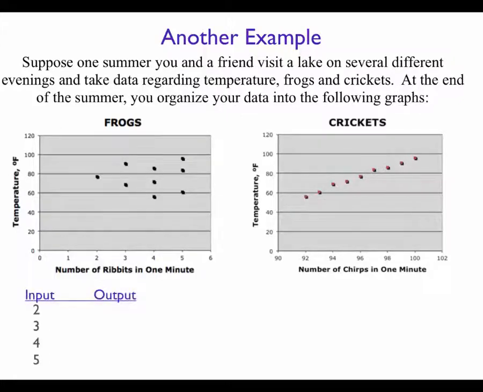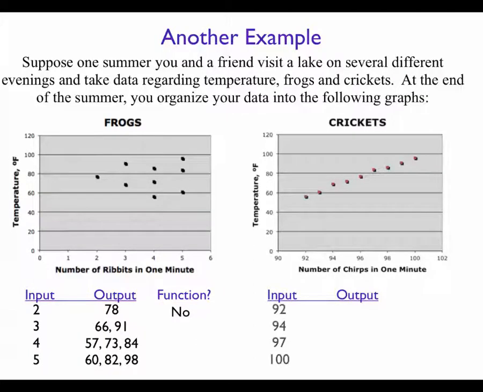So the first one, when you counted 2 ribbits, you had one particular time, and that was 78. But there were 2 times that you counted 3 ribbits, and here were the temperatures of those 2 times. And then on 3 different occasions, you counted 4 ribbits, and those were the temperatures. Similarly with 5. Is that a function? For a particular input, do you always get a consistent, reliable output? No. Okay? Now the crickets.